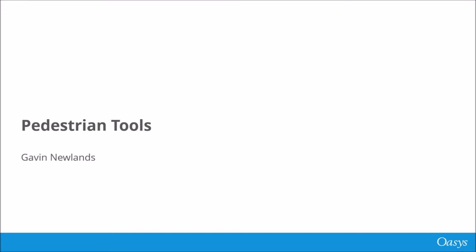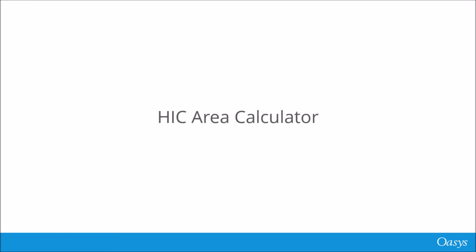Now I'd like to update you on the new features in our pedestrian tools. First, I'll update you on the HIC Area Calculator in Primer. This allows you to import some HIC results and then visualize those in your model, as well as do some sensitivity studies and calculations based on those results.